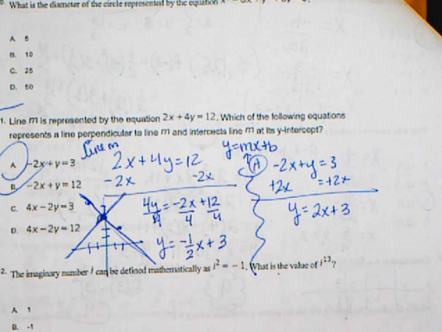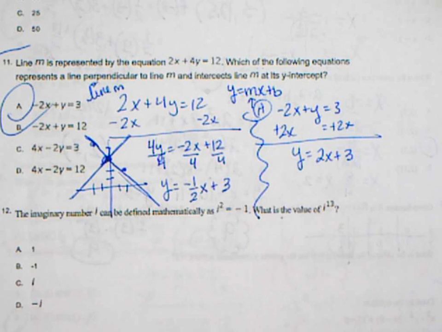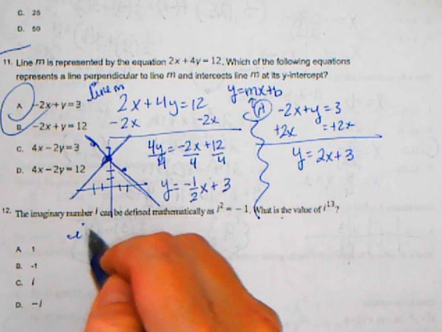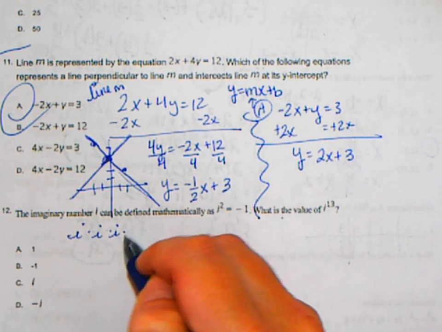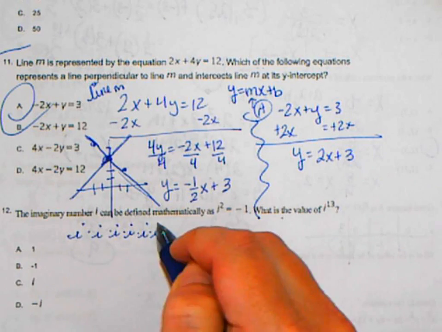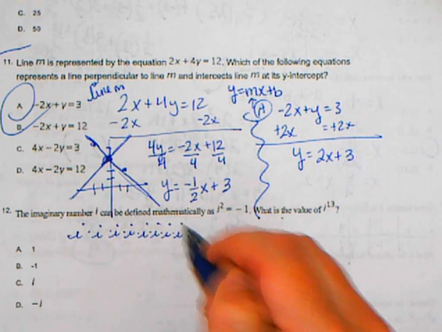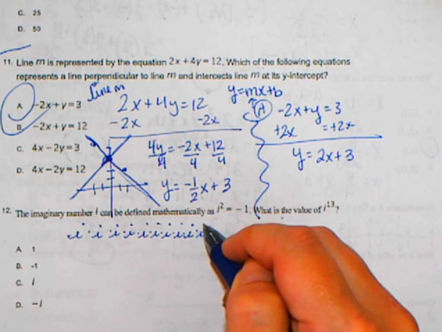Number 12, the imaginary number i can be defined mathematically as i squared equals negative 1. Y'all already know this. What is the value of i to the 13th power? So, if you just think about it logically, you can do this much easier, but me, I take the long way around everything, of course. So, I wrote i to the 13th out. I did i times i times i times i, 13 times. That's what I'm going to do right now.